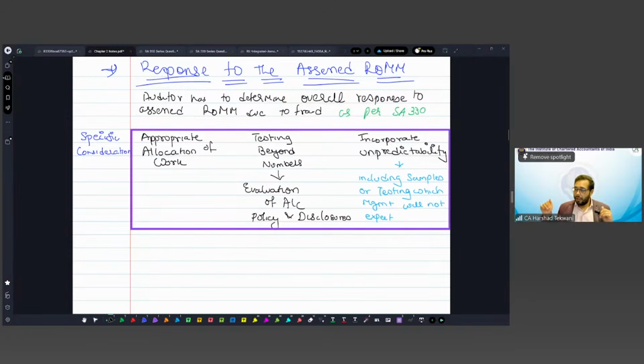Don't worry about that. But fraud is always required to be assessed at the financial statement level plus the assertion level, both. And when you are creating a response, that response has to be at both levels, the financial statement level and the assertion level. So your risk is at the financial statement plus assertion level, and your responses are at the financial statement plus assertion level. Clear?